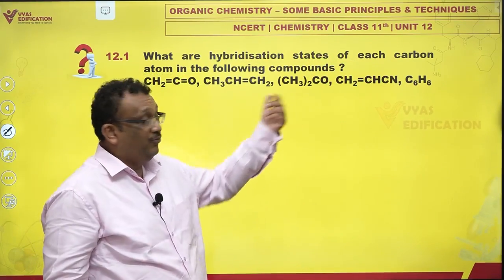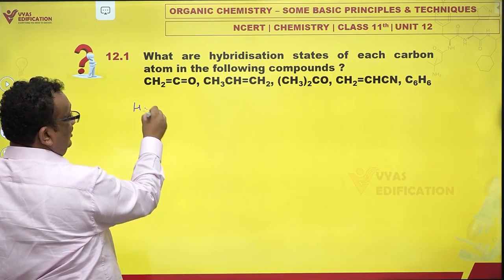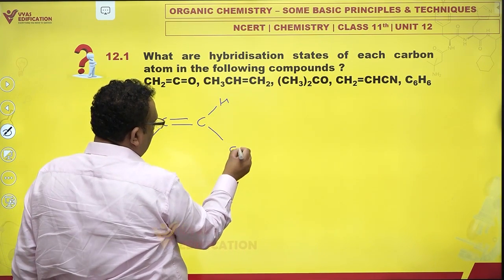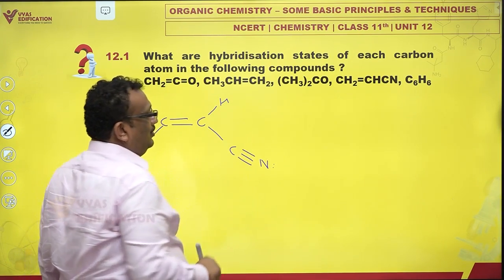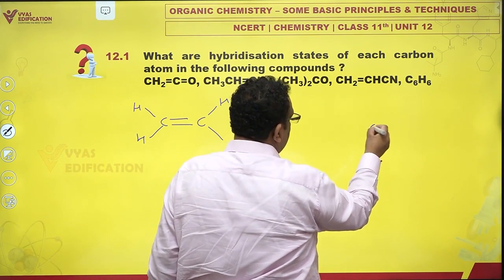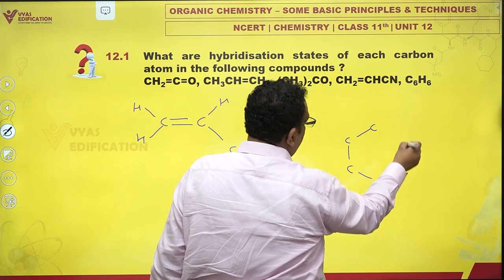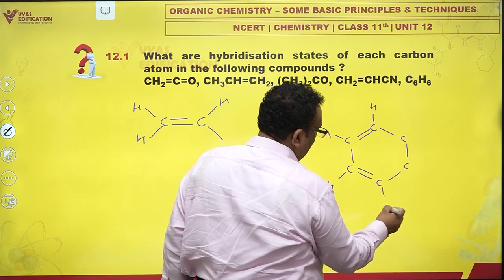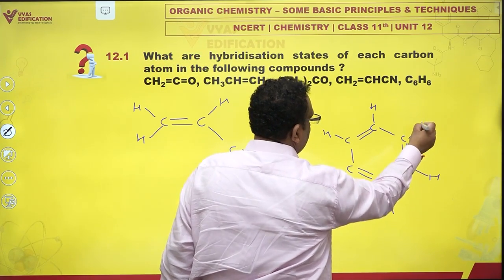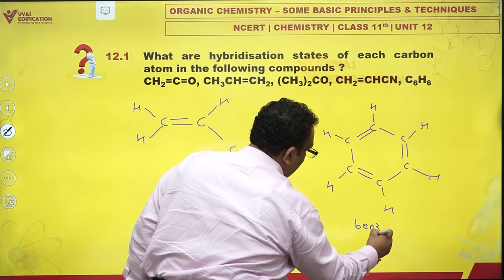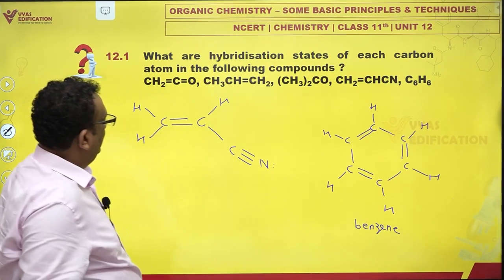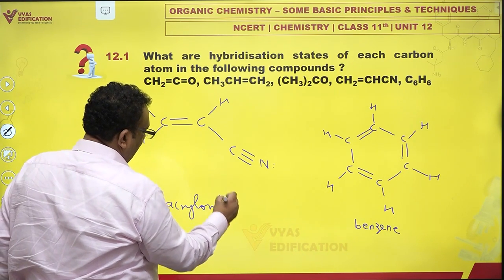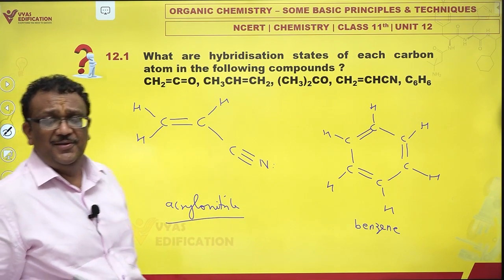Got it. Let's draw 4 and 5 and see. We have H, CH double bond, CH, CN. Oh wow. And then we have C6H6, the very popular benzene. H, H, H and H. This is the lovely benzene. And this is acrylonitrile. Common names, very popular compounds these are.